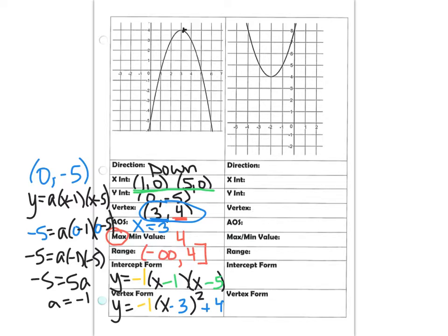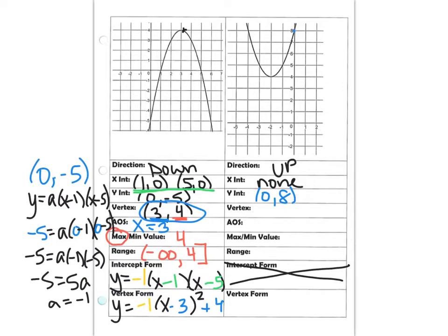All right, last one. Direction is opening up. Do I have any x-intercepts? No, so I have no x-intercepts, none, which means I'm not going to have intercept form. This also means if I was solving with quadratic formula, I would get imaginary solutions. My y-intercept is at 0, 8.